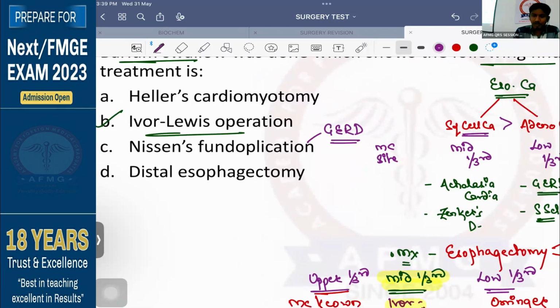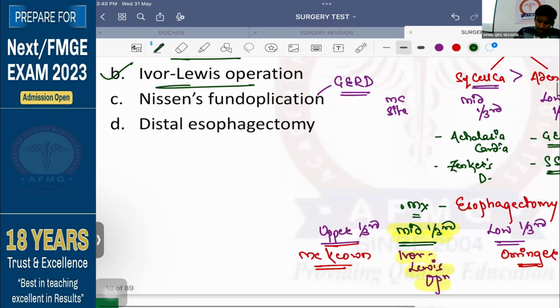It is the surgery of choice for GERD, that is gastroesophageal reflux disease. Surgery of choice. Treatment of choice for GERD will be PPIs, that is proton pump inhibitors. I have told you, for GERD, the treatment of choice is never a surgery. It is always a medical management with PPIs, because 90% of the cases of GERD improve only with PPIs. Therefore, treatment of choice for GERD is always PPI. Surgery of choice अगर पूछेंगे तो तुम्हारा आंसर होना चाहिए Nielsen's fundoplication. ठीक है? Heller's cardiomyotomy is the treatment of choice for achalasia cardia.